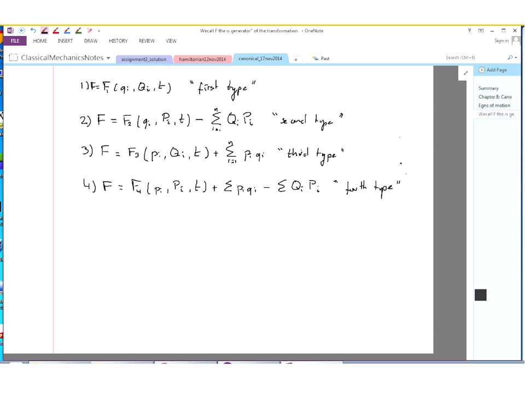So let's do an example, with a transformation of the first type. This is example 8.1 of the notes. So let's find the transformation equations.